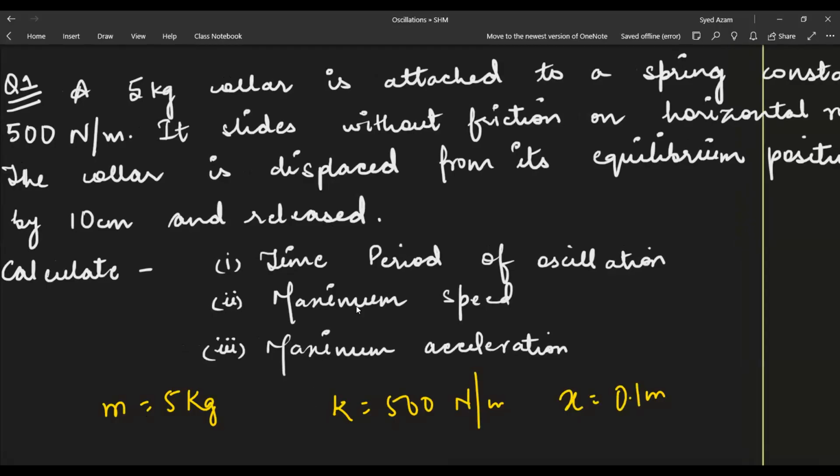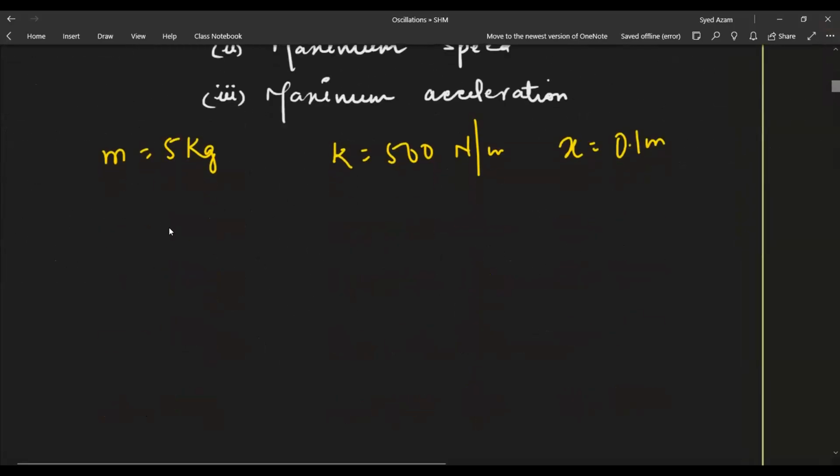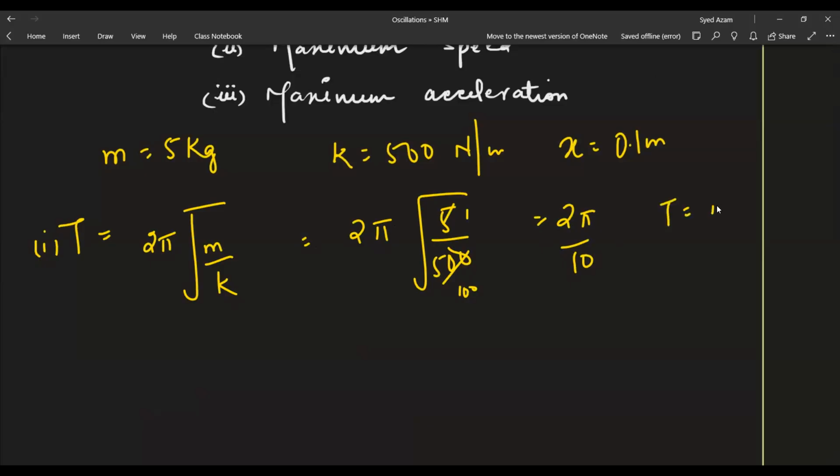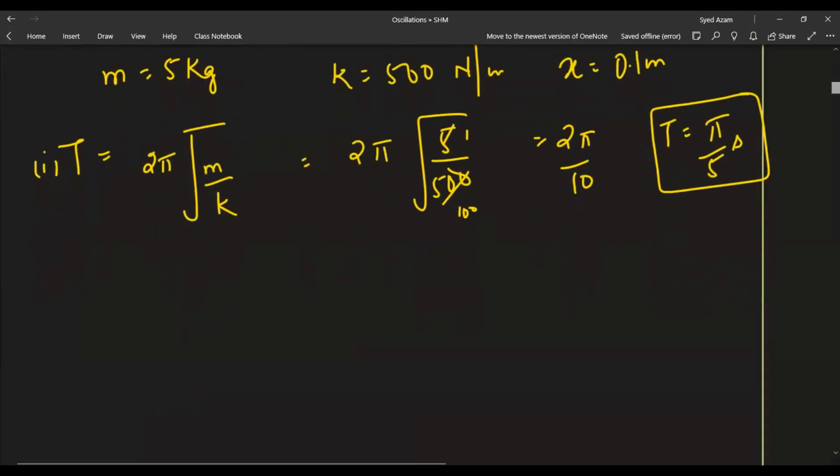Right, so we have to find the time period. The time period formula, which we have seen in the first part, is 2 pi under root m by k, right? That is the formula. So we'll put 2 pi, mass is 5 by 500. That becomes 1 by 100, which gives 2 pi by 10. So time period is equal to pi by 5 seconds. Coming to the second part, this says maximum speed.